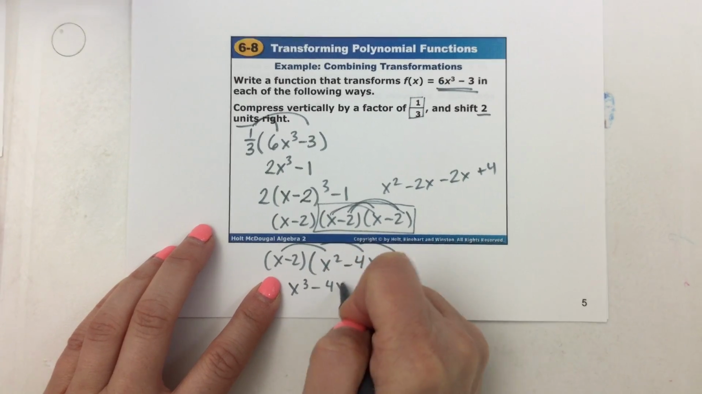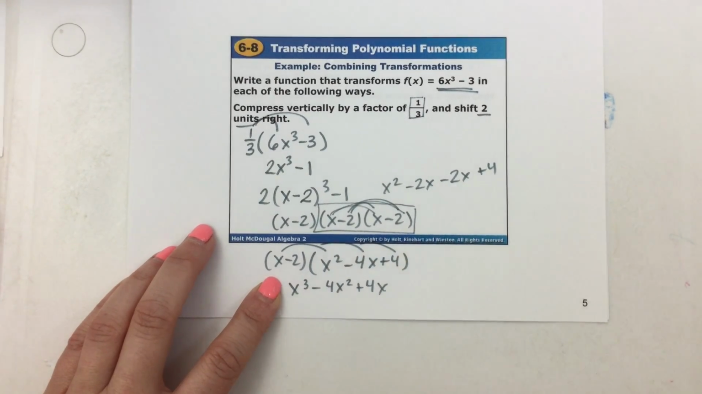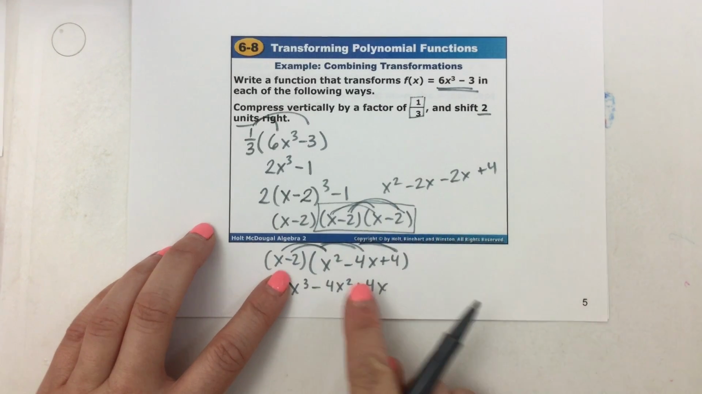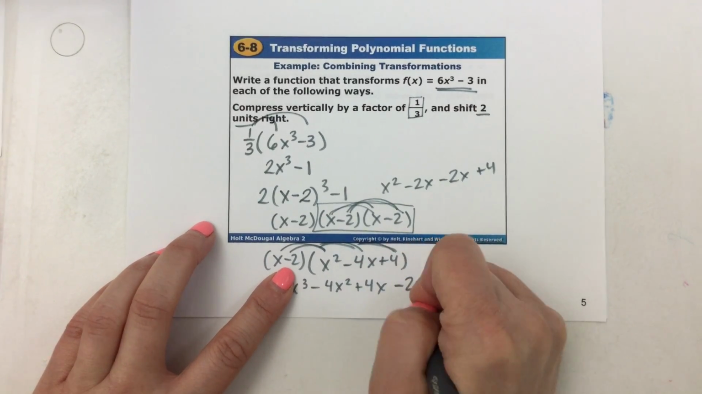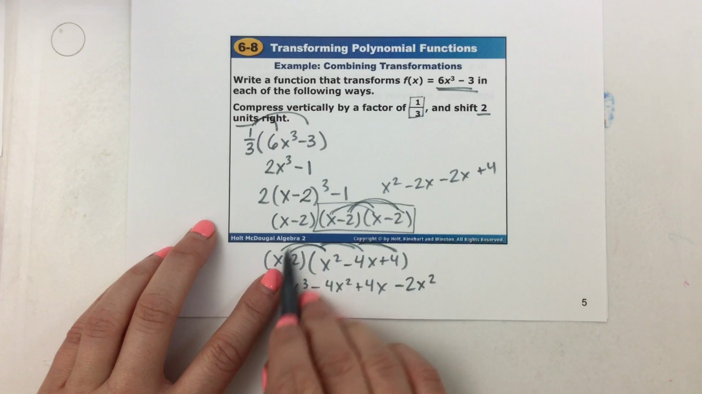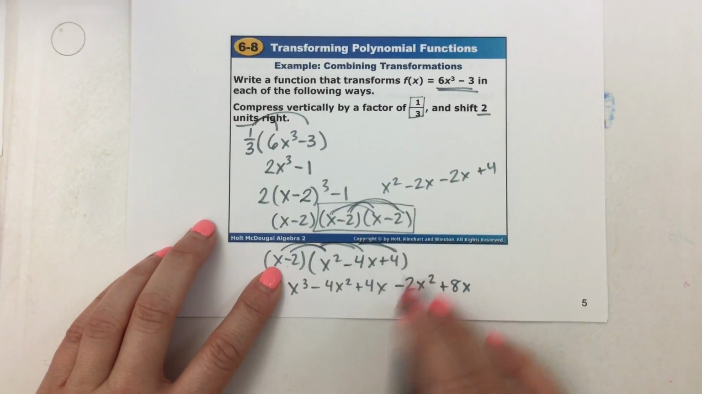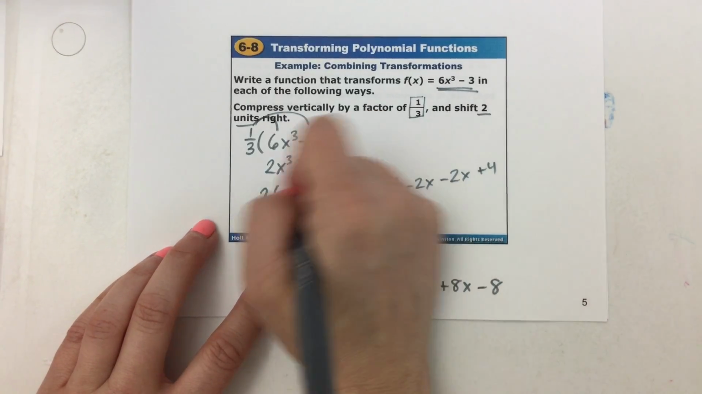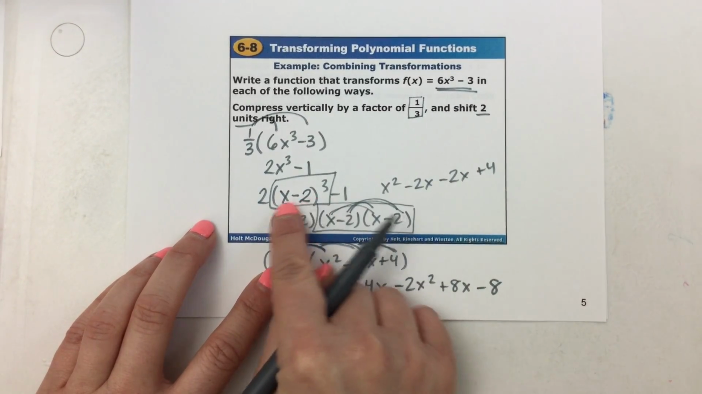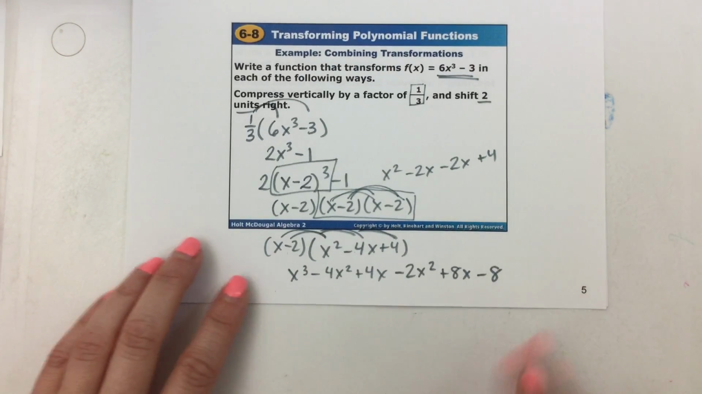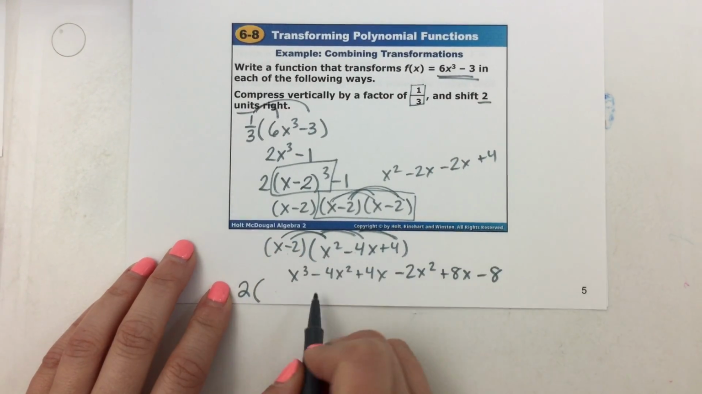X cubed minus 4x squared plus 4x. Now I distribute a negative 2. This is negative 2x squared. Negative 2 times negative 4 is a positive 8x. Negative 2 times positive 4 is a negative 8. Keep in mind, all we're doing at this point is this. We're just doing this power of 3. So I still have a 2 out front.